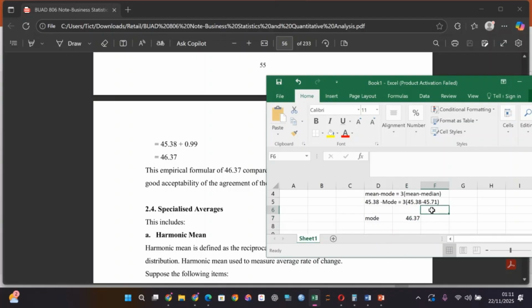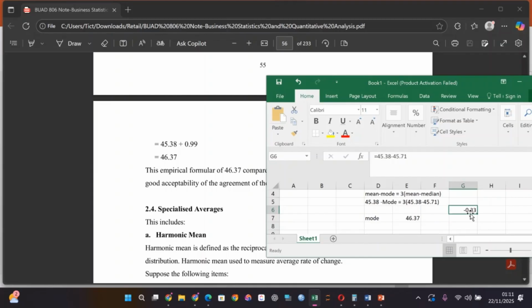Let's do something like this. First of all, what is inside this bracket? It's supposed to be 45 minus 45. Let's finish with what is inside the bracket. We can say it equals 45.38, right, minus 45.71. This is what you have. You're going to have minus 0.33.